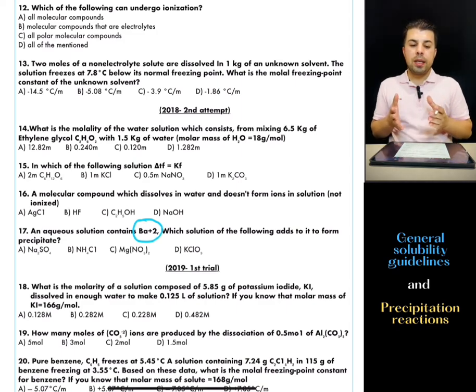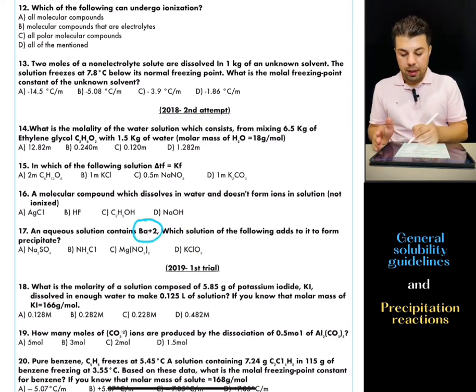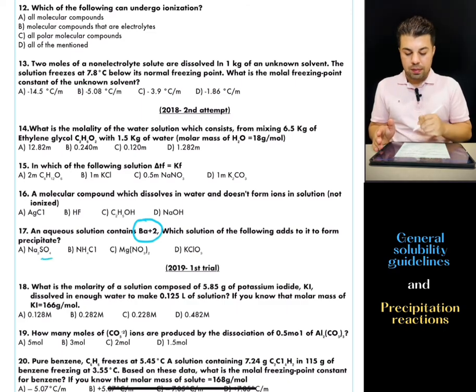The anion always comes from the end of the ionic compound. So here I have sulfate, chloride, and nitrate, chloride.